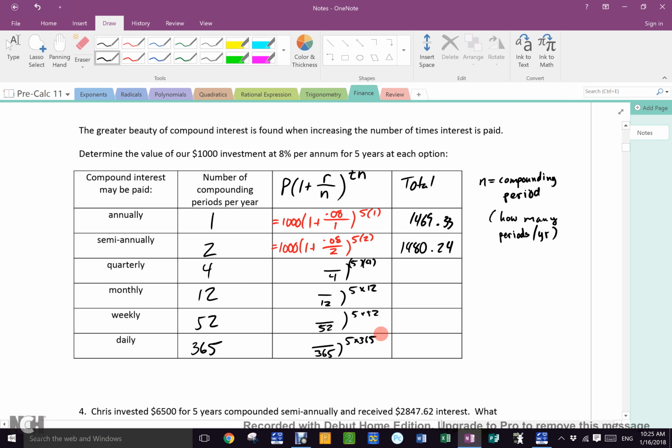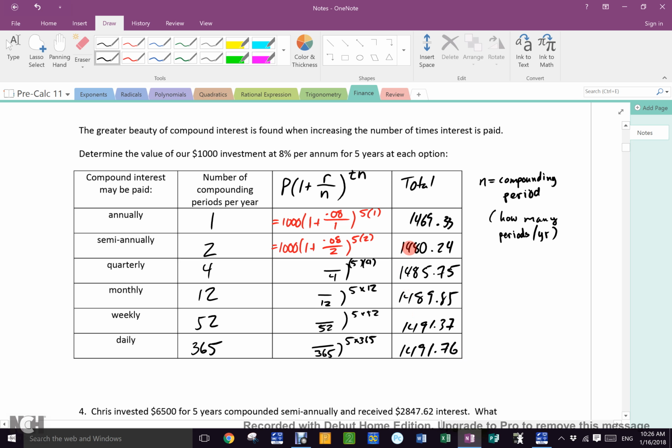Now, just for fun to show you, I actually have done these. This one's 1485.75. This one's 1489.85. This one's 1491.37. And this one is 1491.76.